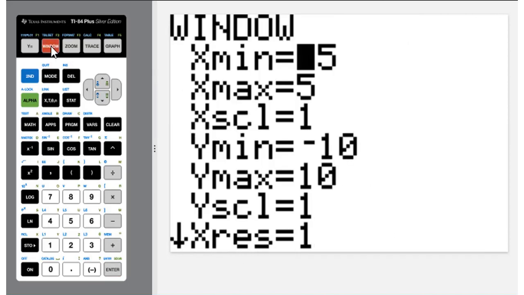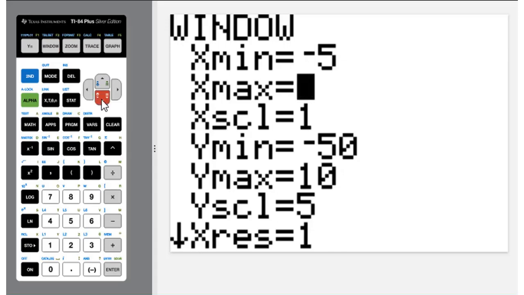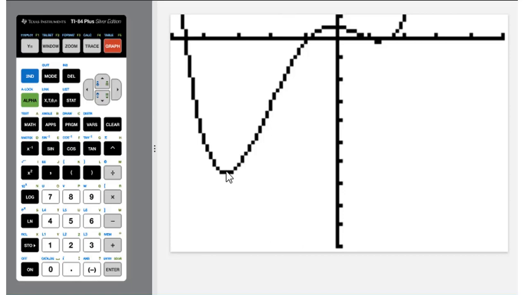Now, we couldn't see the other minimum points. We got to change the window. When we go to window, we just change the minimum value for y minimum. We can do negative 50. Then for scale, we just do 5. Then check the graph. We still couldn't see this minimum. Therefore, keep changing the window. We can do negative 100. Then for scale, I can do 10. And graph. See, we could see this minimum this time.